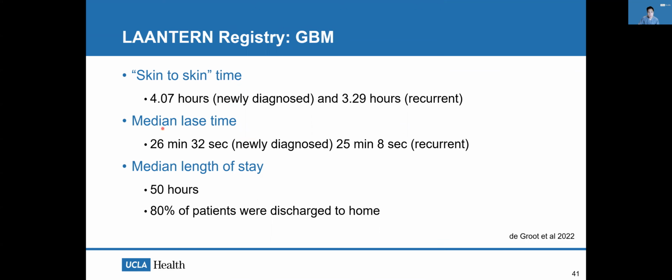Within this registry that I was talking about, skin-to-skin time for these ablations for these GBMs was about 3.5 to 4 hours, rather than a large craniotomy, which we know can take hours longer. Median laser time, 25 to 26 minutes. Median length of stay: these patients stayed in the hospital for just over 2 days, and 80% of these patients were discharged home. And keep in mind, these are patients where half of them were essentially deemed inoperable. So we know that these are deep-seated, very difficult and challenging lesions. So I think that this is very, very compelling data.